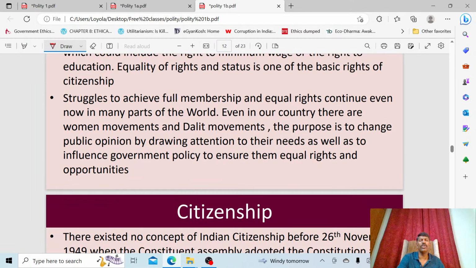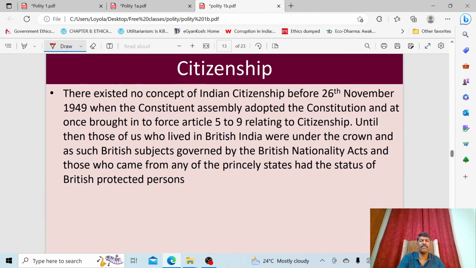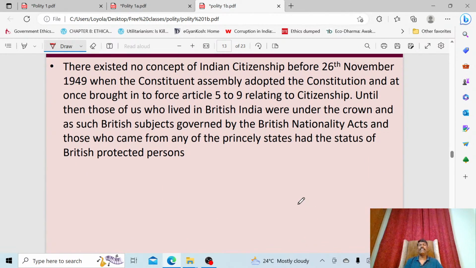Apart from this, when you look into the idea of citizenship, we know very well that until 26th November 1949 we never had any concept of Indian citizenship. When the Constitution was enacted, from that day only the concept of citizenship also came into existence. So when the Constituent Assembly adopted our Indian Constitution, Articles 5 to 9 are the provisions regarding citizenship.